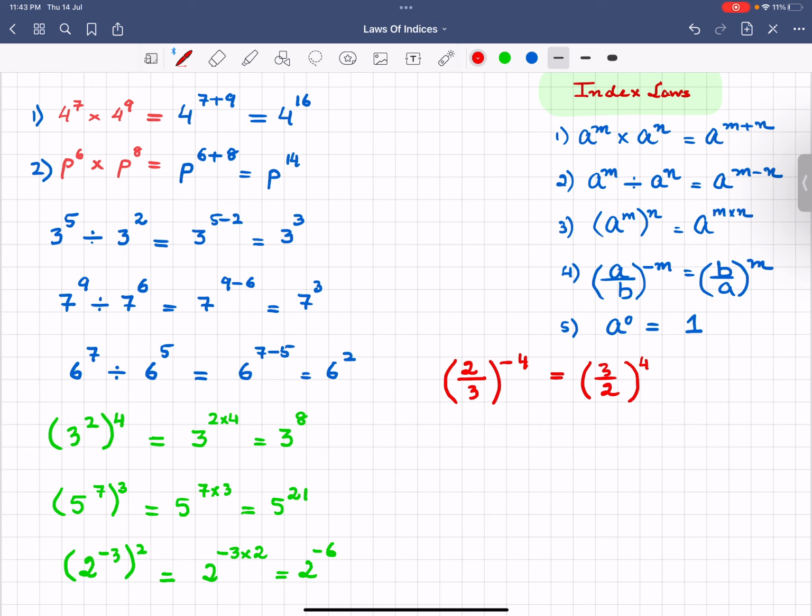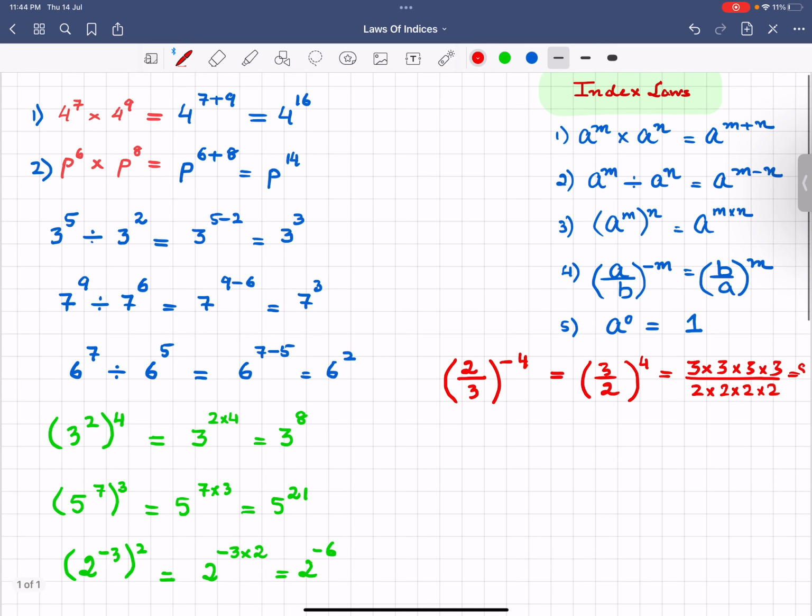And in case we are asked to work this out, we can also work this out by multiplying 3 four times and multiplying 2 four times. So the answer would be 3 3s are 9, 9 3s are 27, 27 3s are 81. So the numerator would be 81 and the denominator would be 2 2s are 4, 4 2s are 8, 8 2s are 16. So in case we are asked to just change the index and make it positive, we will leave the answer in this form. And in case we are asked to find the value, we will calculate the value.